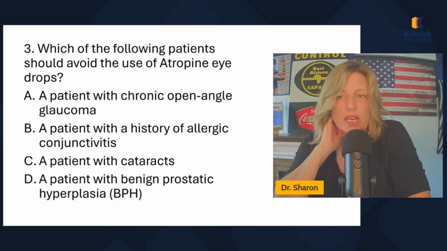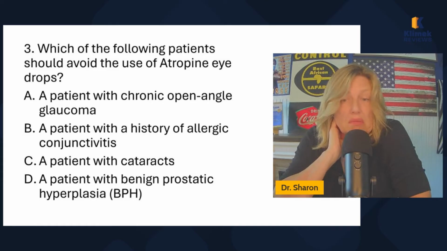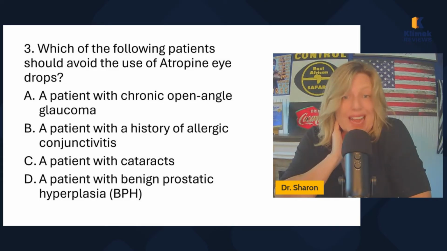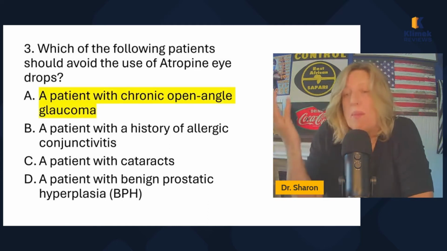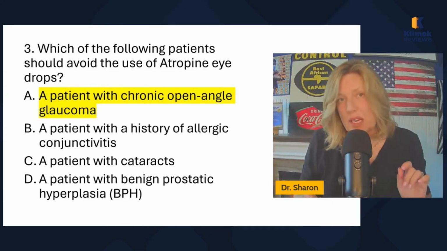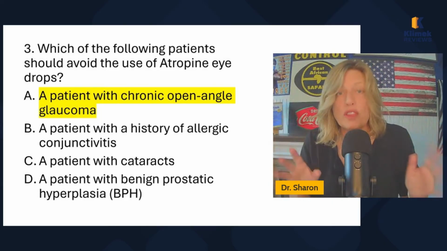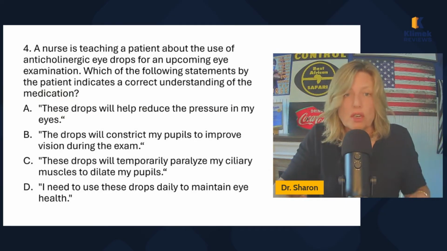Patient with a history of allergic conjunctivitis. I don't see any reason why that would be a problem. It's a history of allergic conjunctivitis. They don't have it now. A patient with cataracts. I don't see any reason why. A patient with benign prostatic hyperplasia. Good grief, I can't even say it. No, I mean, maybe, right? But I know for sure that atropine is absolutely contraindicated in glaucoma. So don't overthink it. You pick the answer you know, not the answer you're not sure about.